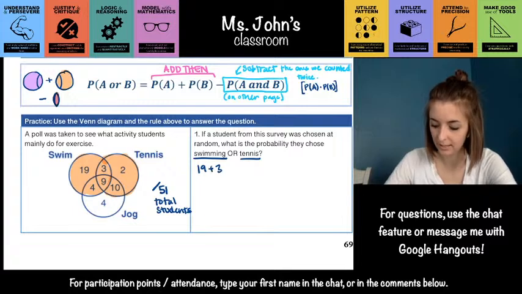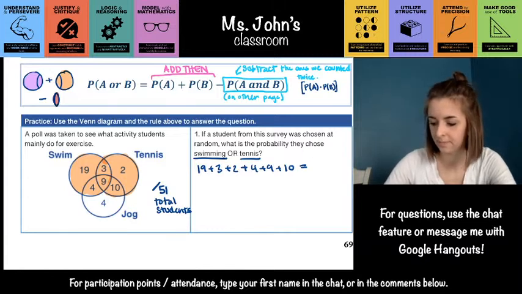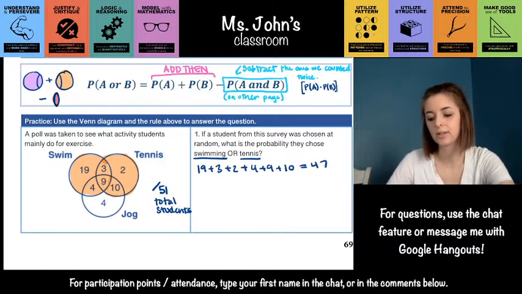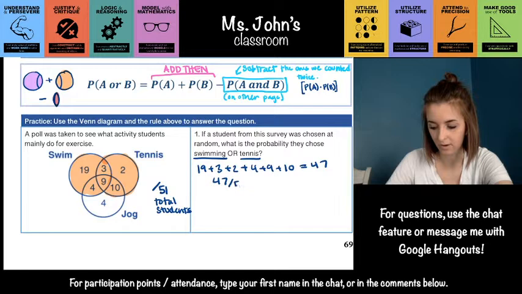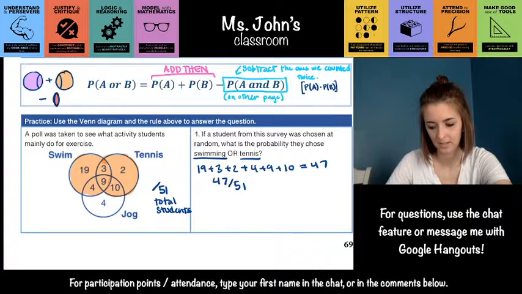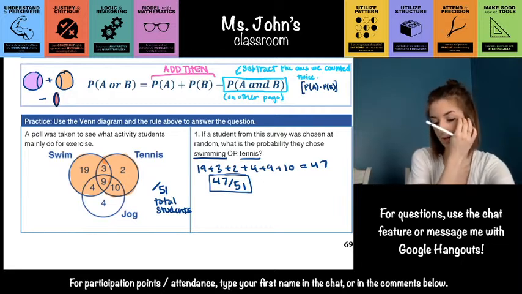So 19 plus 3 plus 2 plus 4 plus 9 plus 10. And that gives me 47. So there are 47 students that said either swimming or tennis was one of the activities they did for exercise. So 47 out of 51 total students is our probability there.